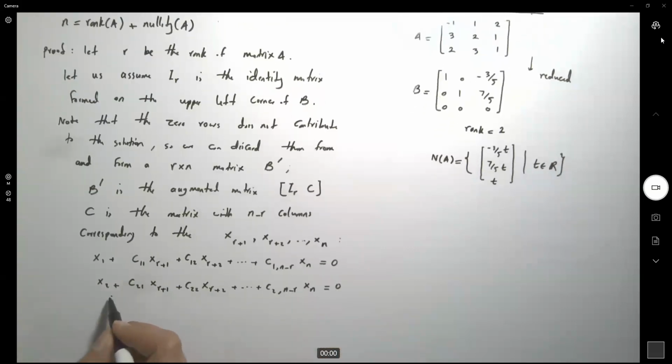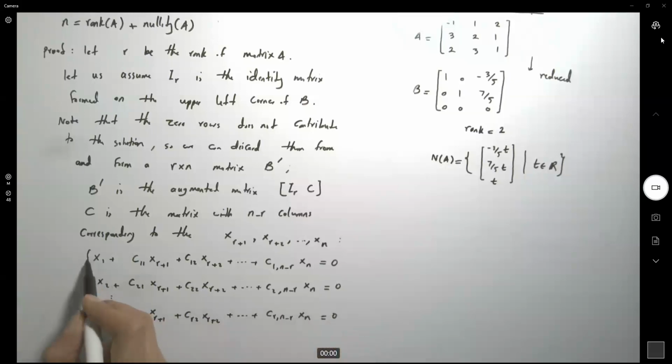And finally, you get x sub r plus c sub r,1 x sub r plus 1 plus c sub r,2 x sub r plus 2 plus the rest of the elements, c sub r, n minus r, x sub n equal to 0. So we are reducing the original system to this system. Very good.